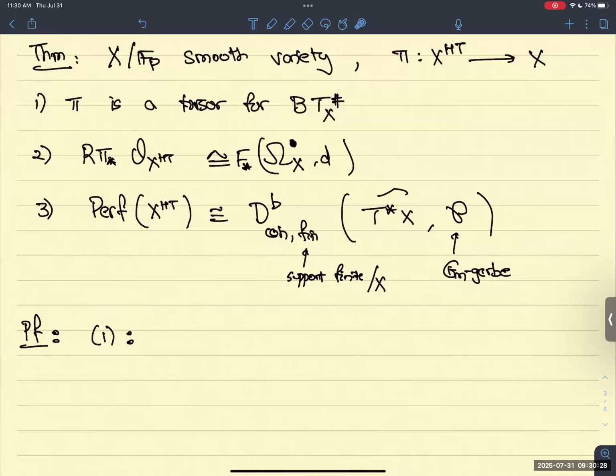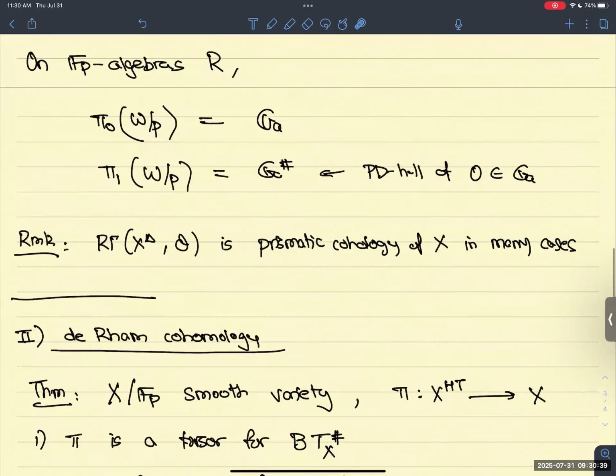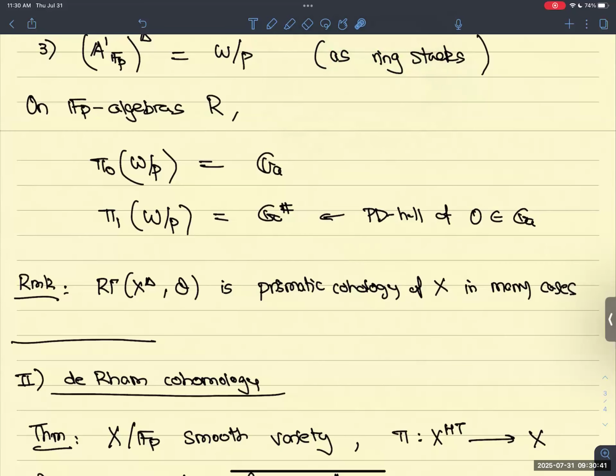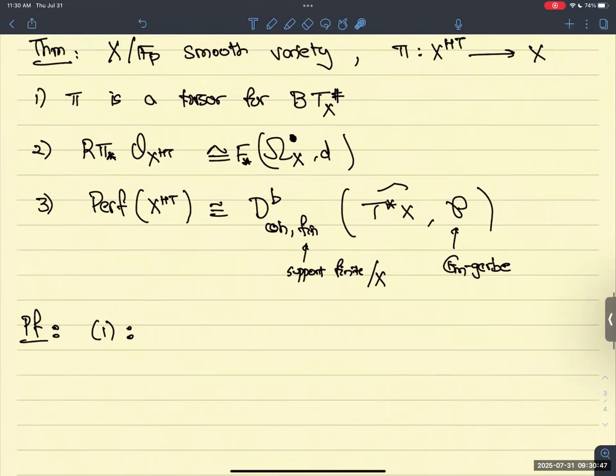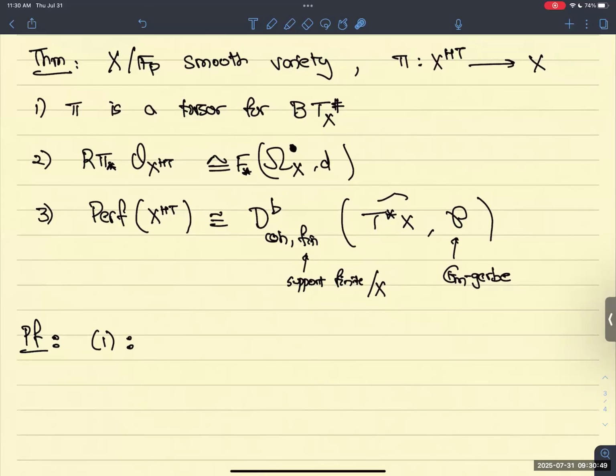So what is the functor of points of X Hodge-Tate? If you unravel the definitions, what you're supposed to do is take X and evaluate it on W(R/p) rather than on R. And earlier, I was telling you that W(R/p) looks like a square zero extension of R by something having to do with R sharp. And so one essentially just follows from that by deformation theory. So use deformation theory.